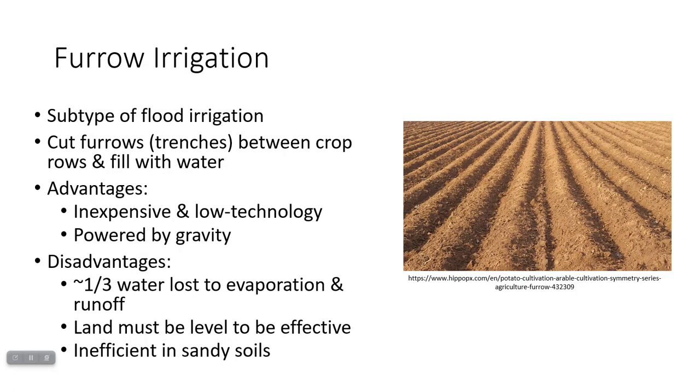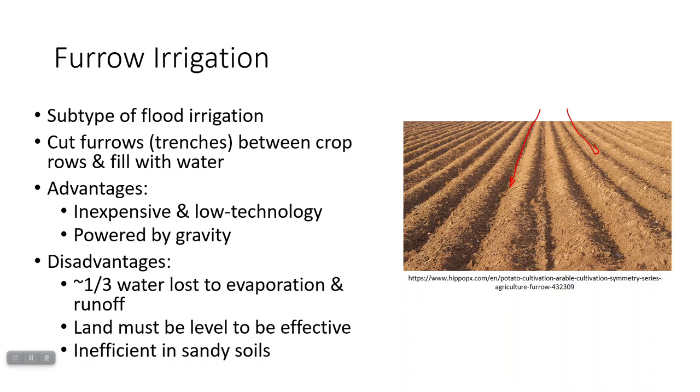A subtype of flood irrigation is furrow irrigation, where you cut these furrows or trenches and then you allow water to flow down them. So it directs water, it's not just kind of flooding across the field in a giant sheet. So these trenches get filled and then it can end up watering your plants.